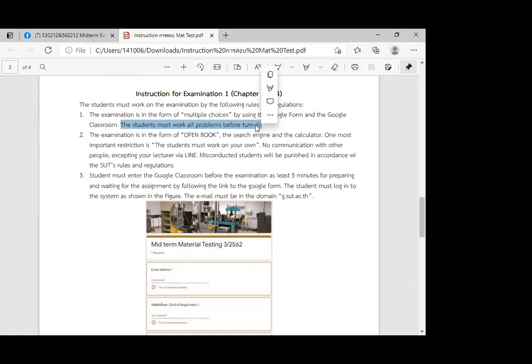The student must work on all problems before turning in. That means if we have 70 problems, and you work on 69 problems, you cannot turn in your work. And if you turn in late, I won't accept your work, okay?